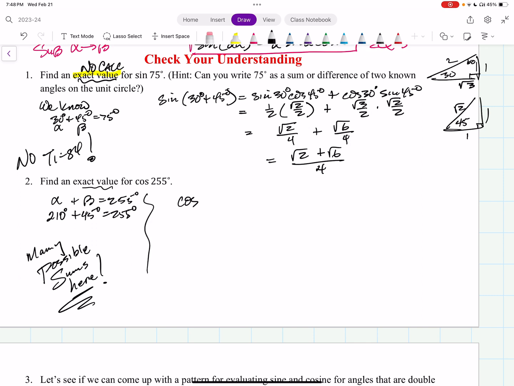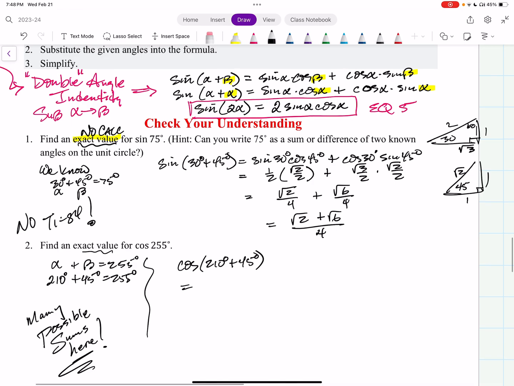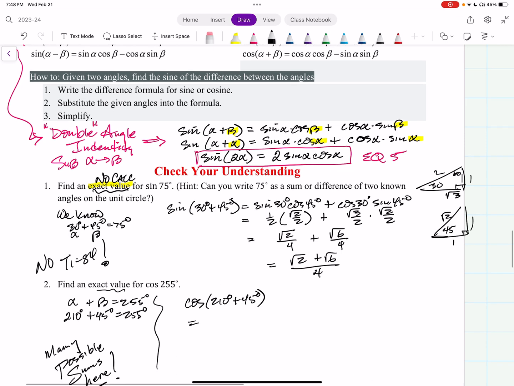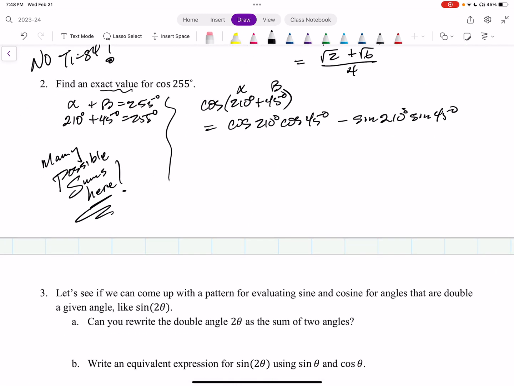Now here we go. So the cosine of my two angles, 210 plus 45, is equal to, and now I need the cosine expansion, which is at the top of the screen. So this is alpha and this is beta. It goes cosine, cosine, change sign, sine, sine. That's how I remember it. So the cosine of the first angle, 210 degrees, times the cosine of the second angle, change the sign, and then the sine of the first angle times the sine of the second angle. So now we have expanded it. You expand first.